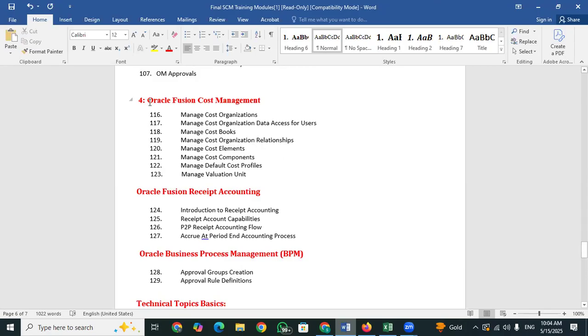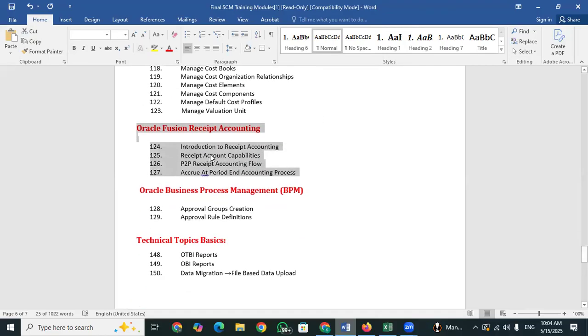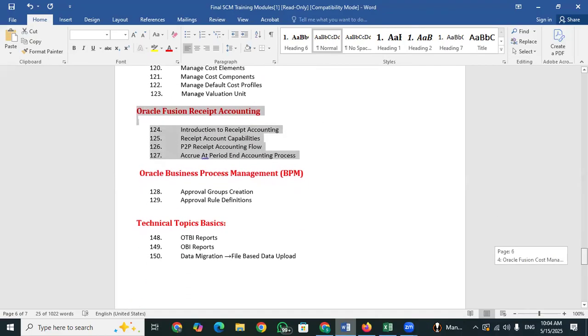All these things are coming into the cost organization level. And the last one is receipt accounting. Receipt accounting related means purchasing related. Purchasing related transactions are recorded into the receipt accounting level. Purchasing related account distributions are happening from the receipt accounting. So we will discuss all those things in the last of the sessions.